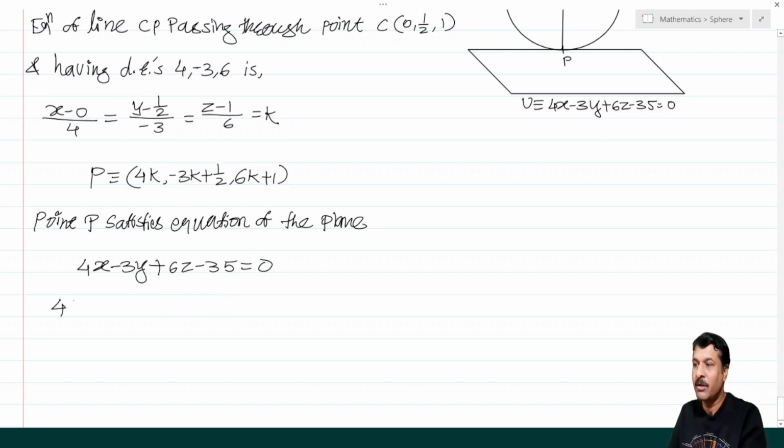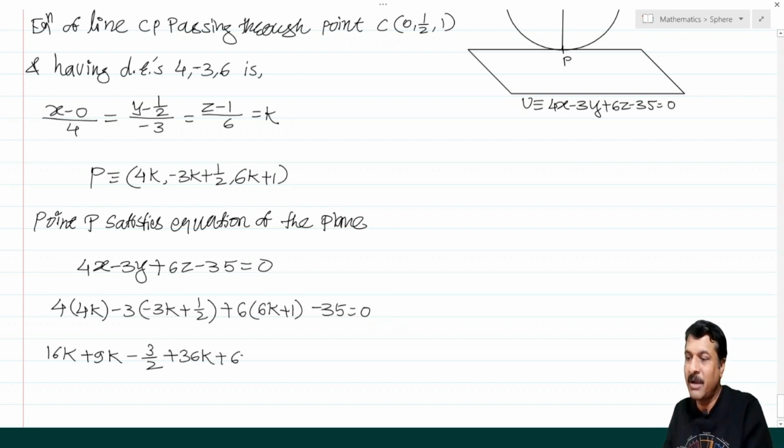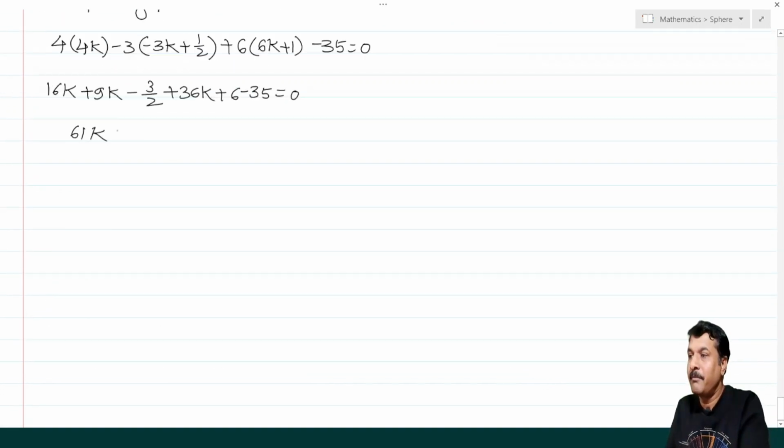So put the x, y, z values here. I am getting 4 into 4k, minus 3 into y, that is minus 3k plus 1 by 2, plus 6 into z, that is 6k plus 1, minus 35 equal to 0. So I am getting 16k plus 9k minus 3 by 2 plus 36k plus 6 minus 35 equal to 0. So I am getting 61k minus 61 by 2 equal to 0. This implies that 61k equal to 61 by 2 and therefore k equal to 1 by 2.